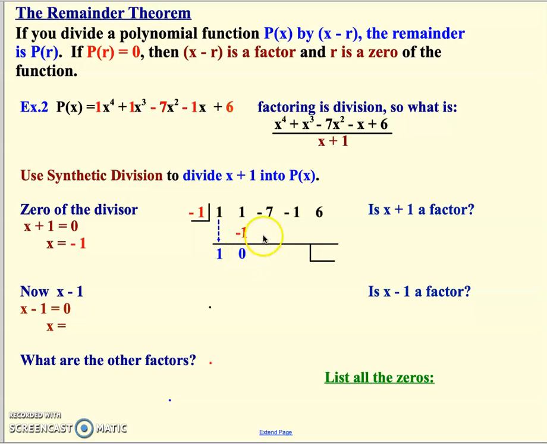-1 times 0 is 0. We add that column down, we get -7. -1 times -7 is 7. We add that column down, we get 6. And -1 times 6 is -6. We add that column, we get 0.